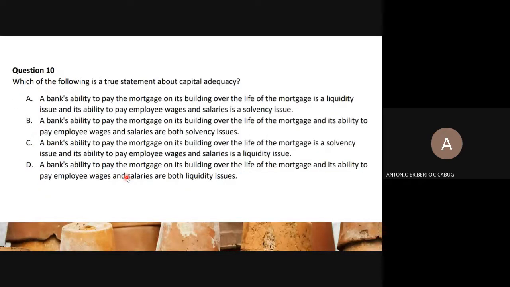Ang question na ito, hindi ako nag-agree. Hindi naman capital adequacy yung nasa choices. Anyway, the question is, which of the following statement is true? Okay. 1 minute.